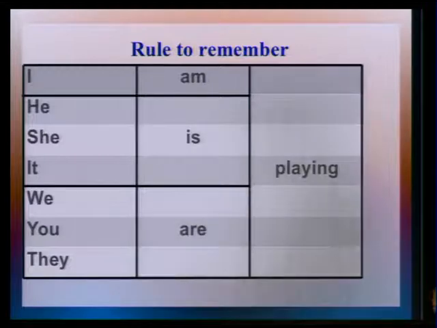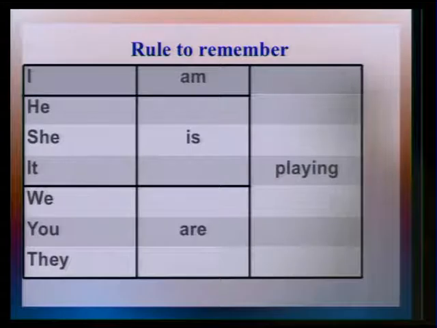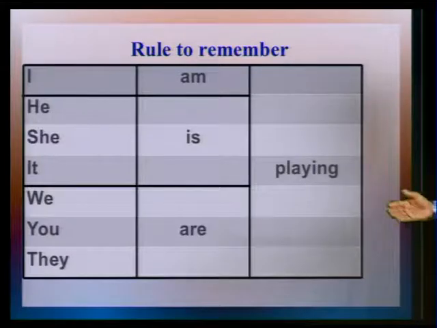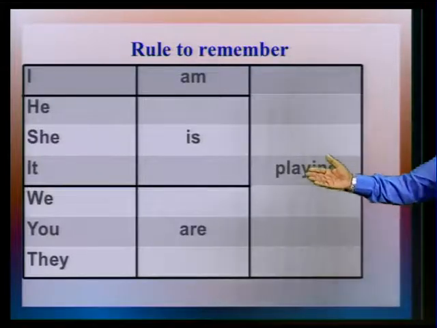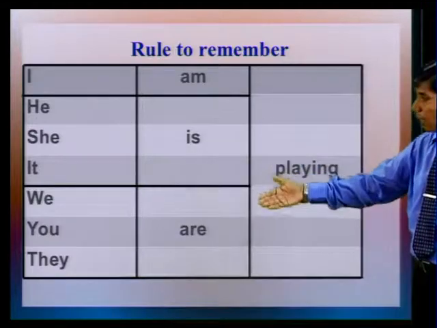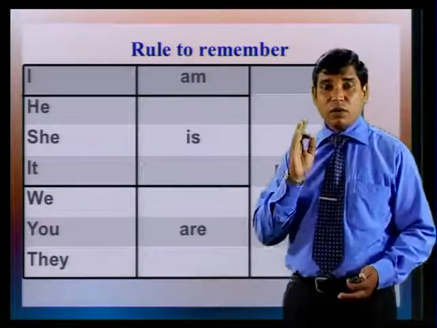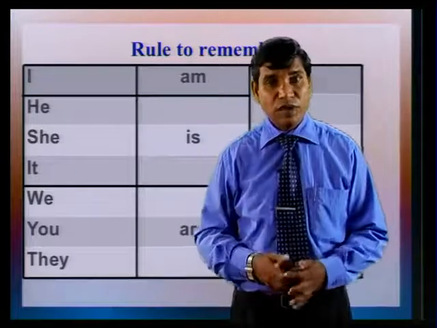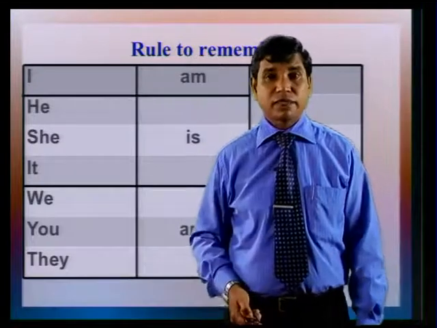Clear? So you can make I am playing, he is playing, she is playing, it is playing, we are playing, you are playing, they are playing. So that's how you make the sentences using the ing form of the verb. Okay. So whenever you are using the ing form of the verb, like playing, necessarily you have to use am, is, are. Clear? So that is a very important rule that you have to remember. Clear? Right.